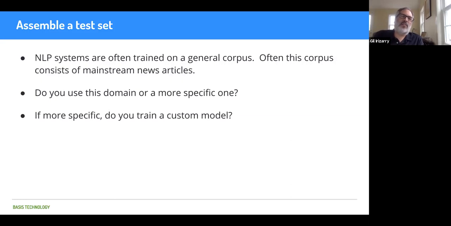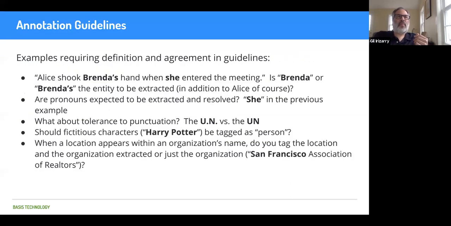So do I use the medical model because I want to evaluate on medical text? Rosette, for example, allows you to train custom models. So do you go through the effort of actually getting domain-specific data, annotating it, then building the custom model and evaluating against that? These are decisions you want to make up front.